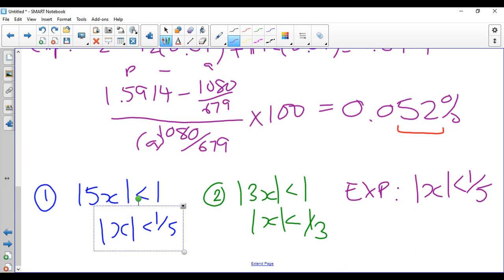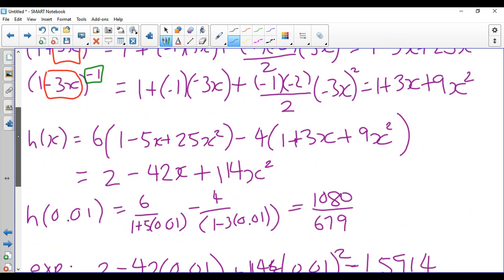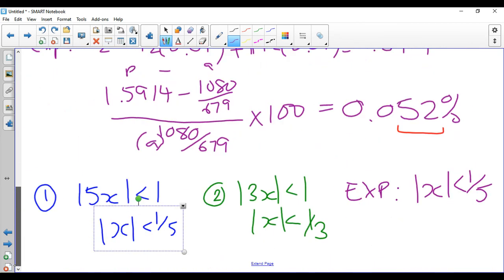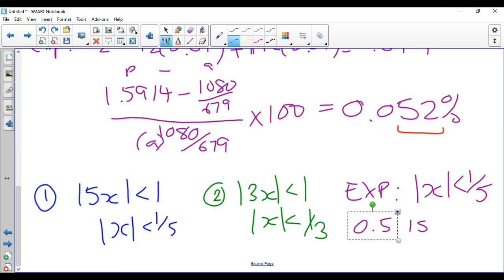It asked why it isn't valid to put in 0.5. So we want to say the modulus of 0.5 is not less than a fifth. 0.5 is too high, so it does not match the validity. It's just a nice sentence for that one.